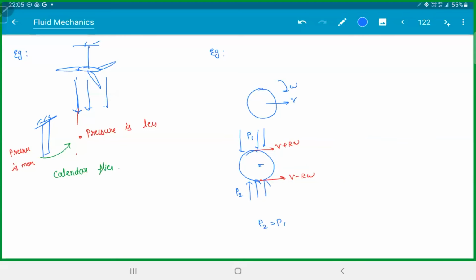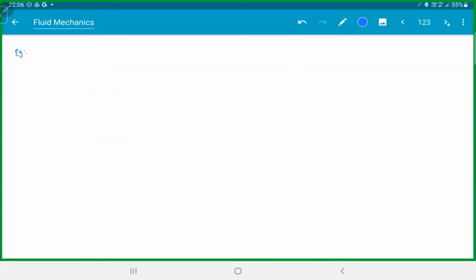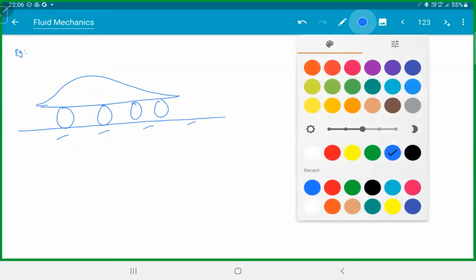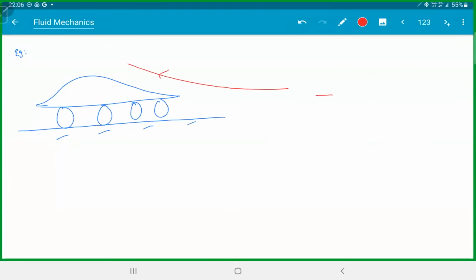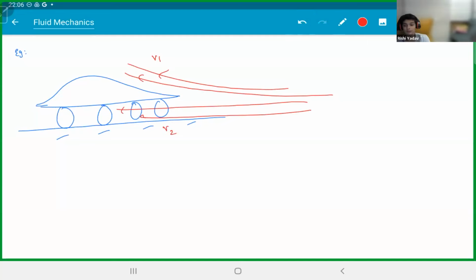In the same way, when you design cars, especially racing cars, let's say we have a car like this. I don't know, it looks funny, but yeah, that's a car. Now you tell me, if you designed a car like this, the air streamlines are going like this. The air is going below, at the bottom also. This is V1 and this is V2. Which one should be more? V1 or V2? V2.